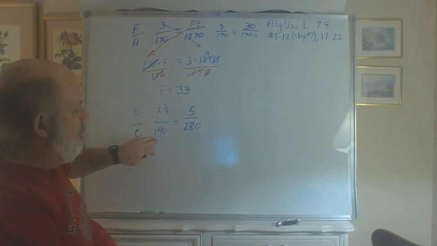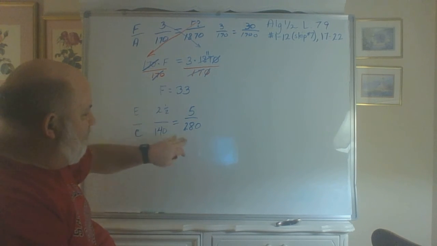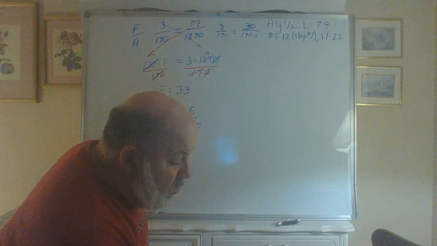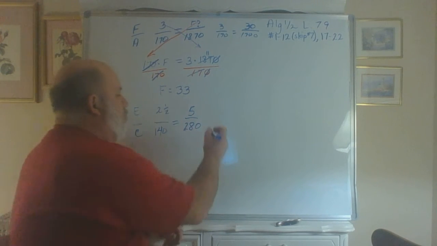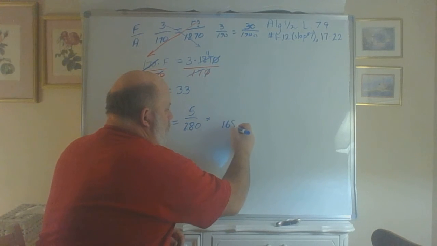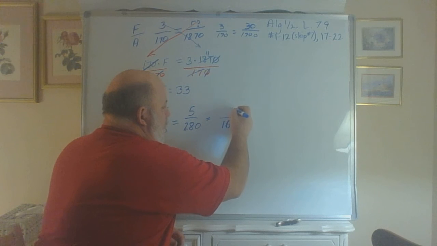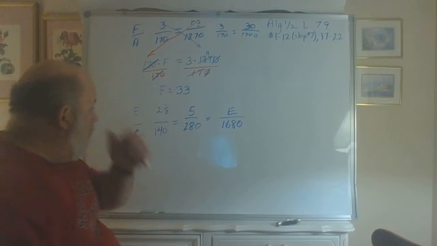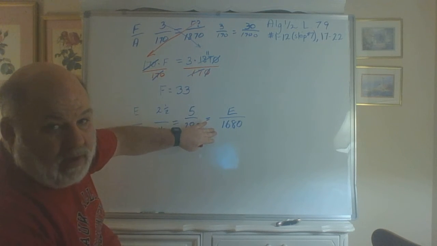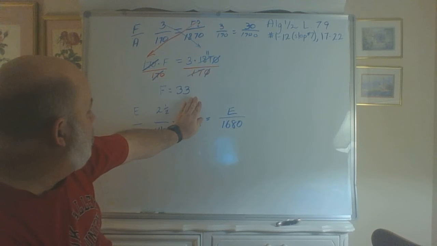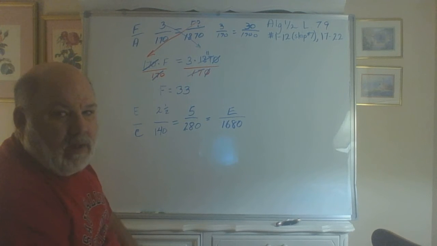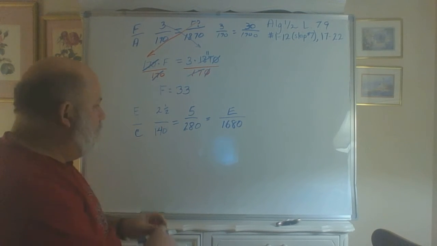2.5 eggs will make 140 cookies. Double them both. That means that 5 eggs will make 280. Let's use that ratio. And they say, okay, Jenny wants to make 1,680 cookies. That 1,680 goes right there. How many eggs will she need? I can say 5 over 280 equals E over 1,680. Or I could do like the book and do 2.5 over 140 equals E over 1,680. But I don't like dealing with that mixed number, so let's just stick with this.